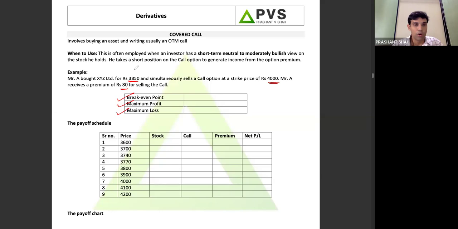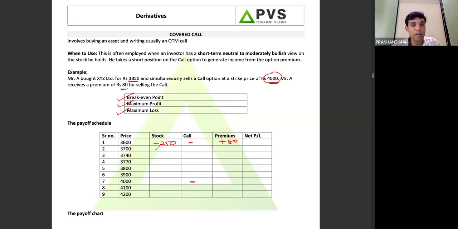Now, because this option is with a strike price of 4,000, option will not get exercised up to this point. Now, whatever movement happens here, that is in the stock only. So say for example, if the price is 3,600, you are losing how much on stock? So 250 is your loss. There is nothing on call. You have received a premium. So you got a net amount.